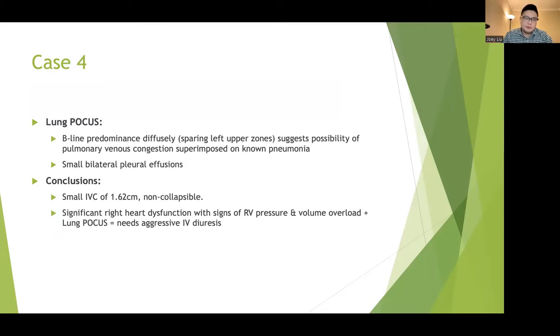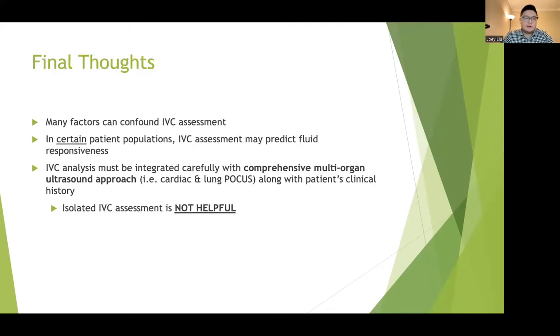Because if we went by the IVC measurement alone, and we said, okay, this patient's now hypotensive, we might be inclined to give fluids, but the IV fluids in this instance would probably worsen things because there's existing RV pressure and volume overload, and we had recommended IV diuresis in the end. So this is to drive home the point that the IVC assessment on its own is really not sufficient, and the full cardiopulmonary assessment is required to make our best clinical judgment in the end. So that ties into my final thoughts.